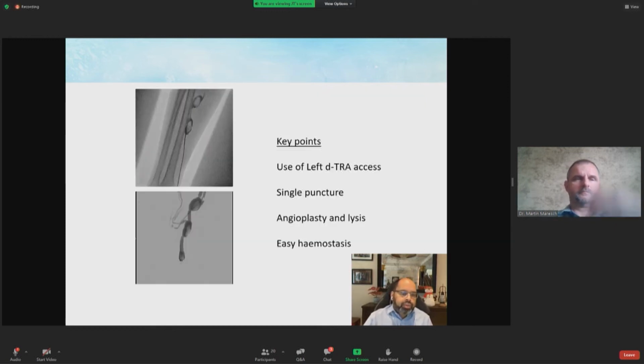So the key points from this case are the fact that we used the left distal radial access. A single puncture got us access into the artery and the vein. We were able to do successful angioplasty as well as thrombolysis, and we got easy hemostasis.